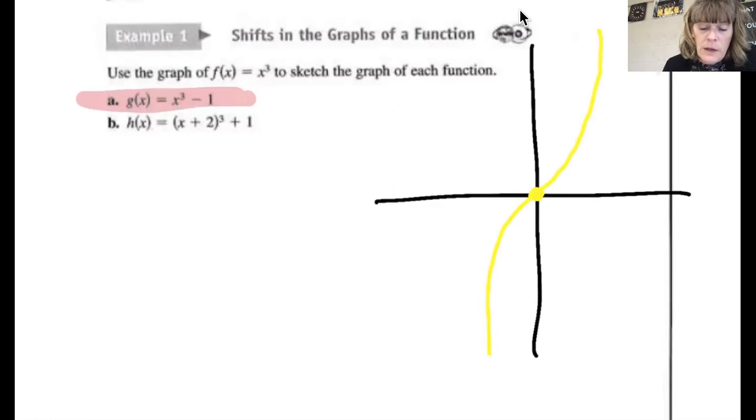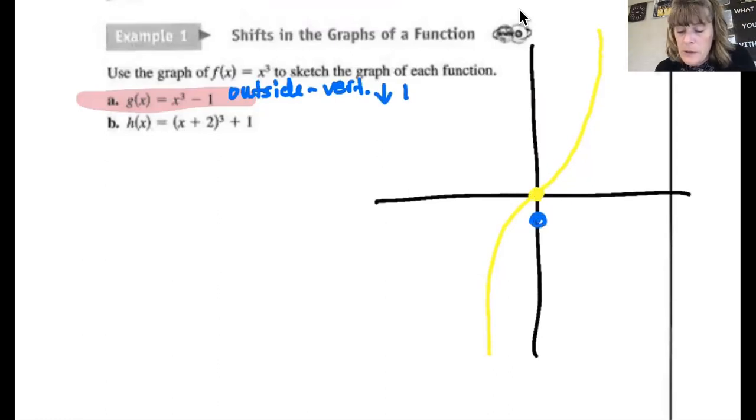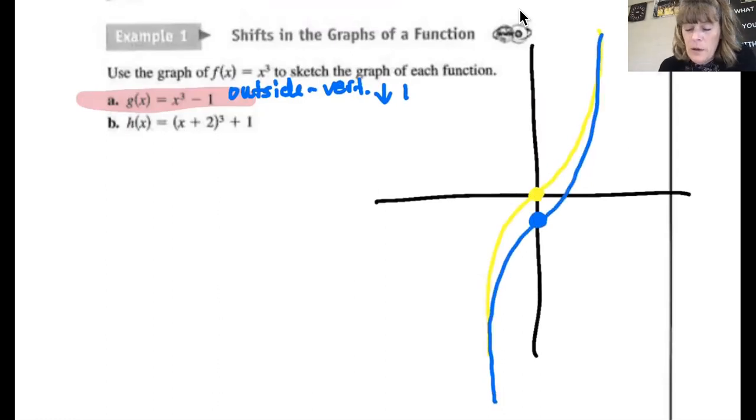It is on the outside of the cube, so that means it's vertical. So I'm going to go down 1 unit. I'm going to take this and move it down 1 unit, and then I've got the exact same graph, only it's shifted down 1 instead. Okay, so then we look at the next one. This time we have 2 different things going on.